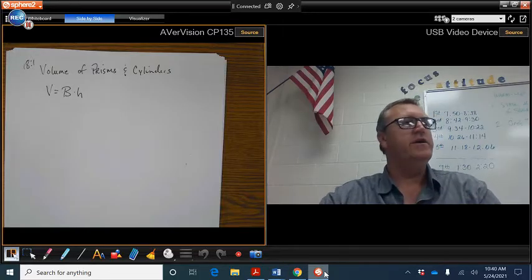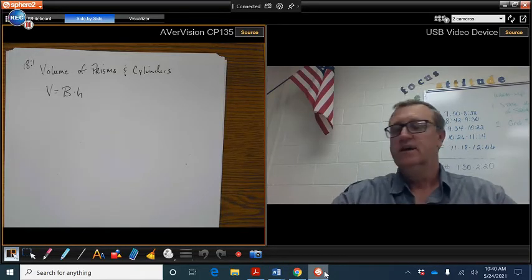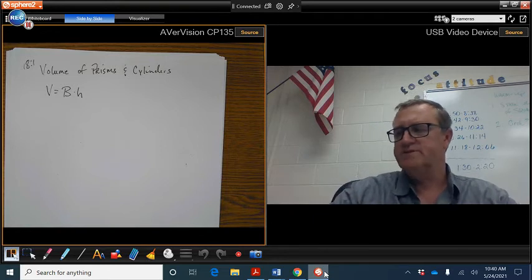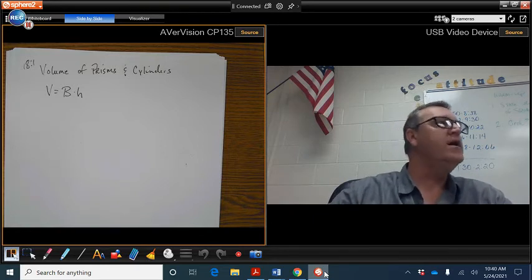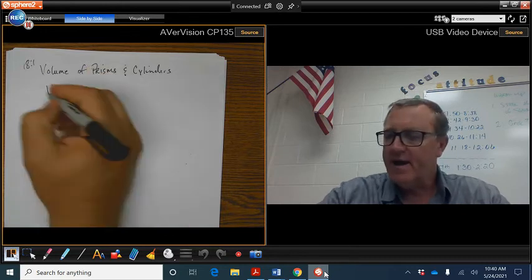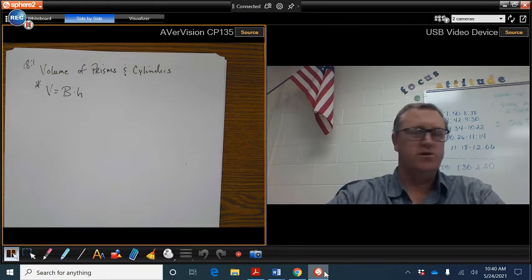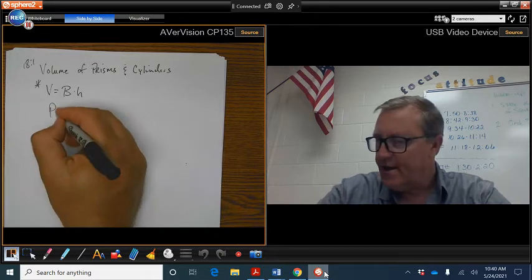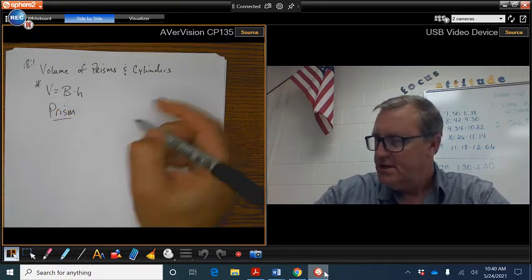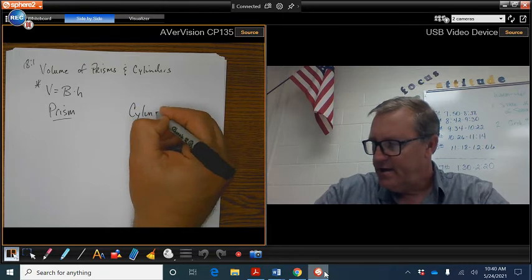Once you have that done, go ahead and turn to page 926. The volume of prisms and cylinders. It's one formula, but we're going to make it fit on both types of figures. Okay, so let's take a look at a prism first, and then we'll take a look at a cylinder.